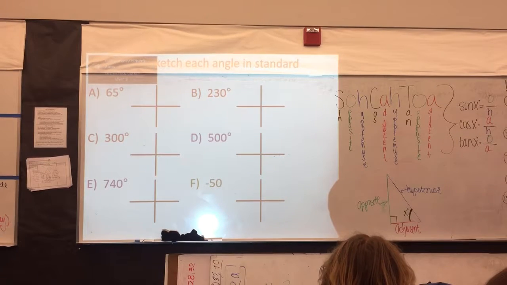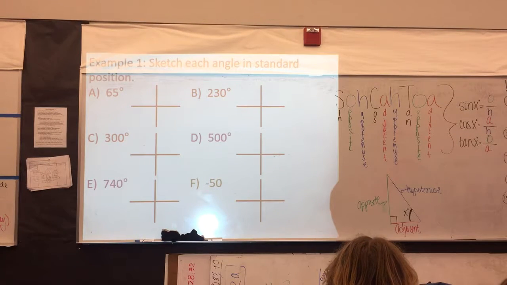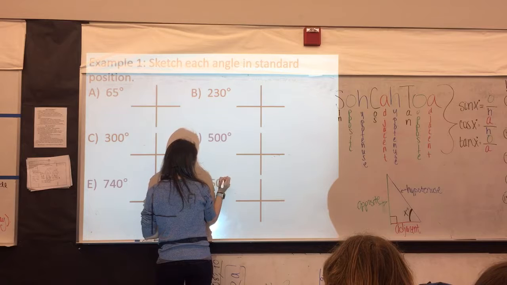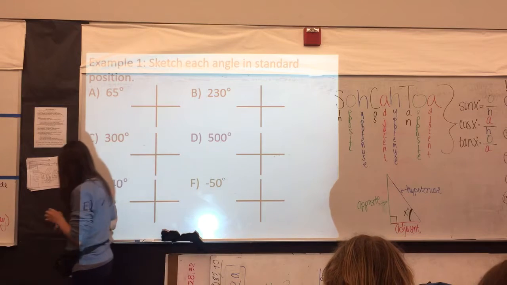Okay, so we're going to finish up today's lesson by sketching angles. Now there is one little typo. On this -50, it should have a little degree symbol. If you guys could add that, that would be great.